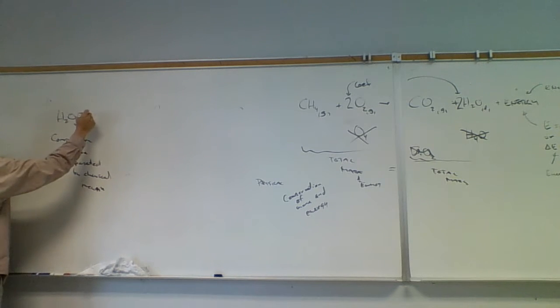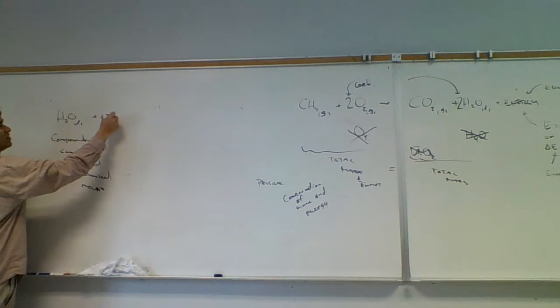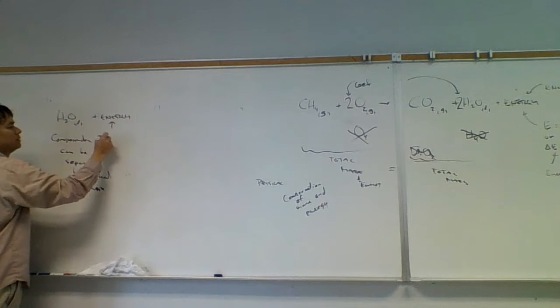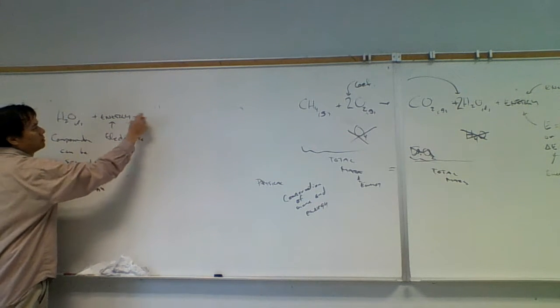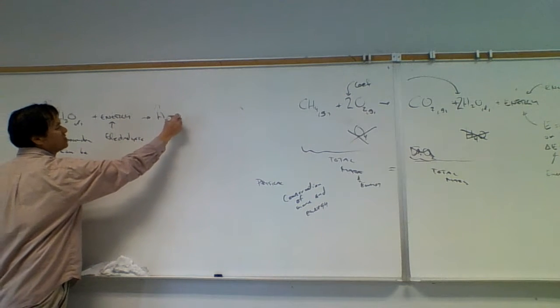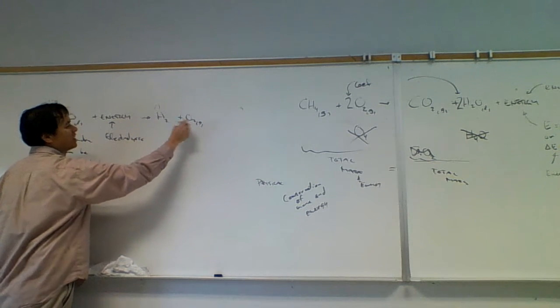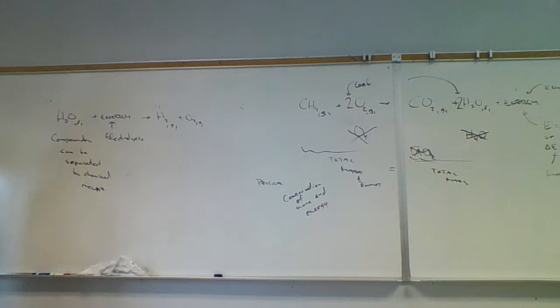Okay, one of the chemical means I'm going to use is I'm going to put energy in here. And this energy is going to be electricity, which we call electrolysis. And so I'll put this energy in here and I'll get hydrogen and oxygen. So these are gases, as we know.